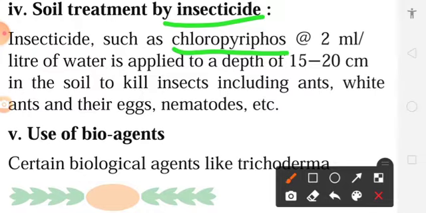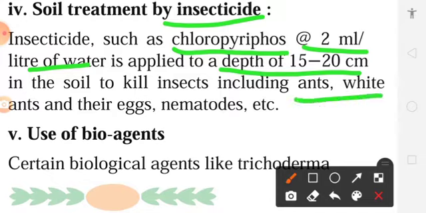In that case, chlorpyrifos should be diluted, 2 ml in 1 liter of water, and this should be applied in the soil. That will kill insects up to 15 to 20 centimeter depth, many kinds of insects like ants, white ants, eggs of nematodes, etc.